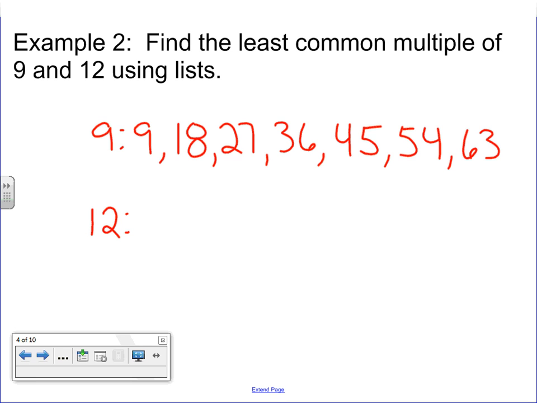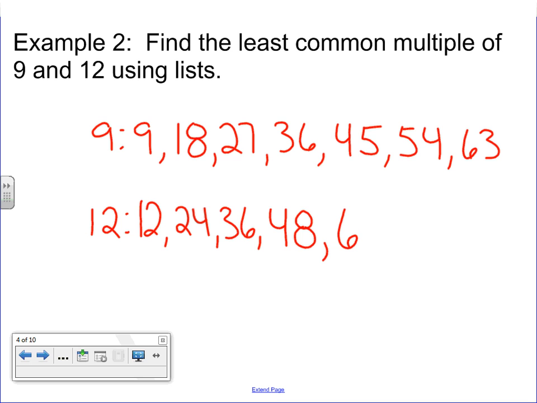All right. So if I do the same with 12, I'm going to start with 12 and count by 12s. 12, 24, 36, 48, 60, 72, and so on. Now, as I was doing that, you probably noticed that I did come across my least common multiple already. We're going to take a look and see, do we see a number that these two lists have in common? And if you take a look, you'll notice that 36 and 36 match.